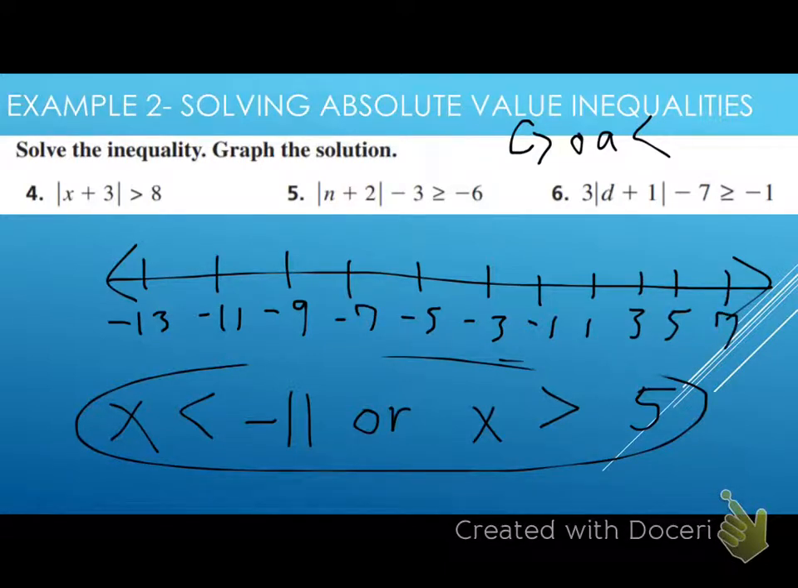Open or closed dot on negative 11? Open. Open or closed dot on 5? Open. And how am I shading? To the left of negative 11, because I want it less than negative 11. Don't forget your arrows on your shading. And to the right of 5, because I want it greater than 5. Don't forget your arrows on your shading.